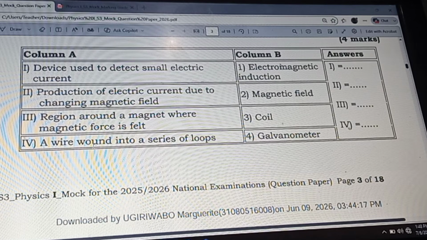IV, a wire wound into a series of loops is correct, matched to these three correct coil.